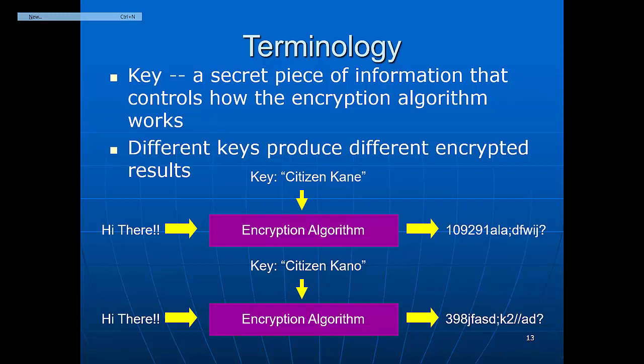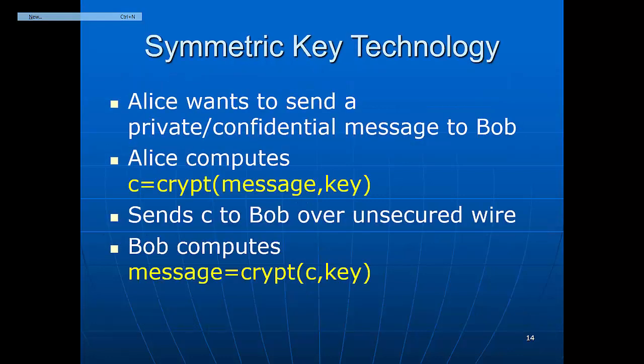So again, we have our "hi there" message and the same encryption algorithm. If you use Citizen Kane as your string for your key, you get this 10929 whatever output. But if you change that key just a little bit and you make it Citizen Kane O, you're going to get a totally different output. And if the key is hidden or private, then you're able to unencrypt the message.